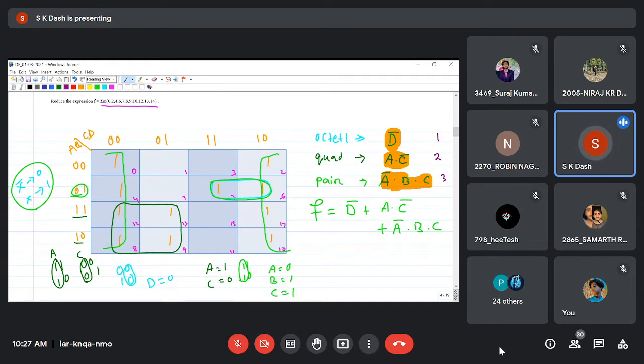Now suppose instead of that octet, I had formed 2 quads. Then what happens? You would get this kind of 2 expressions, which will obviously not be in a minimized form. So we should always try to form a bigger combination.